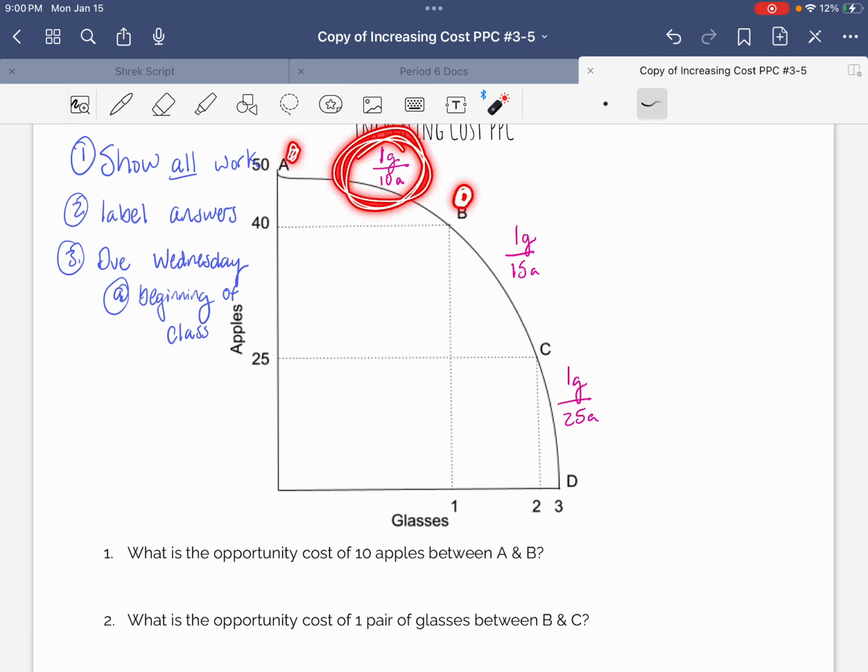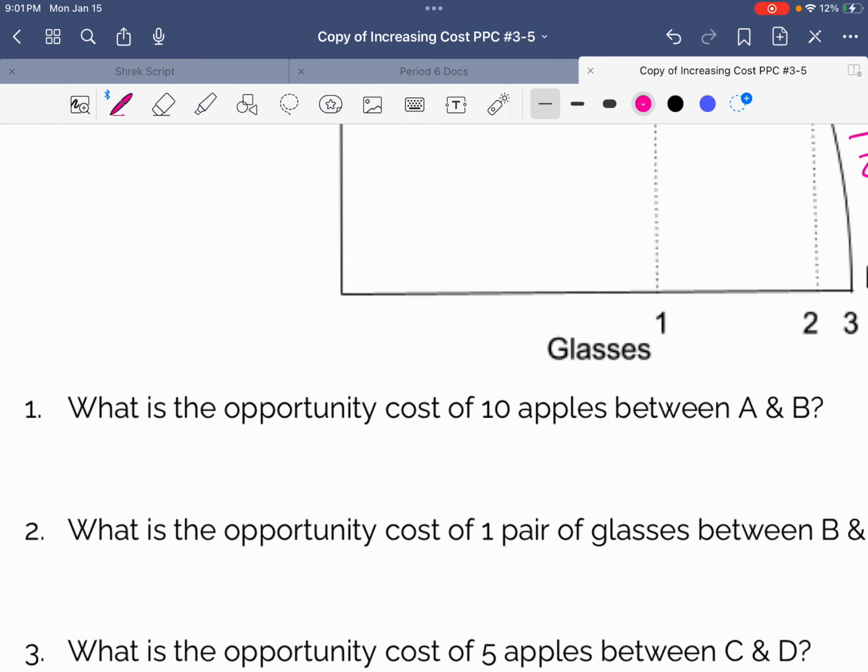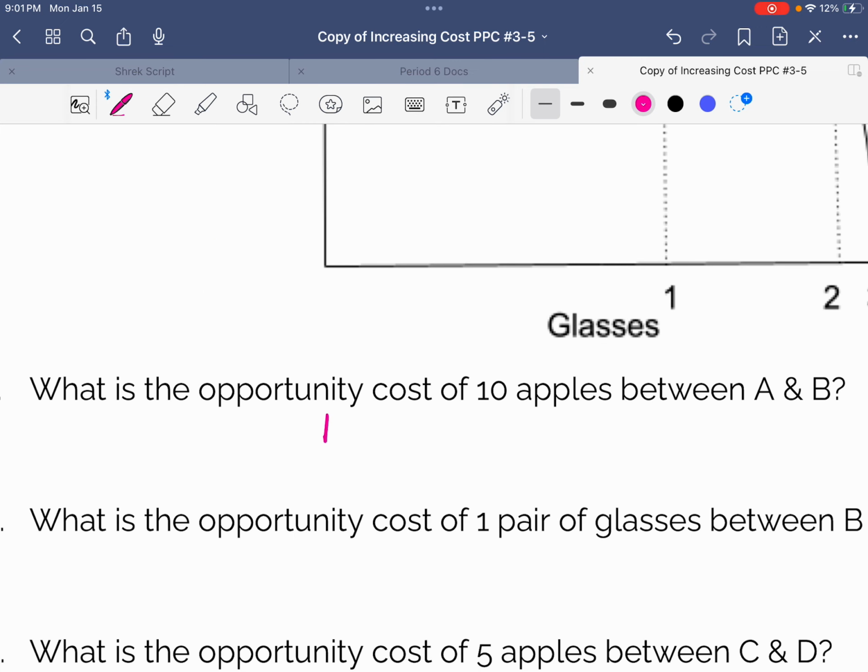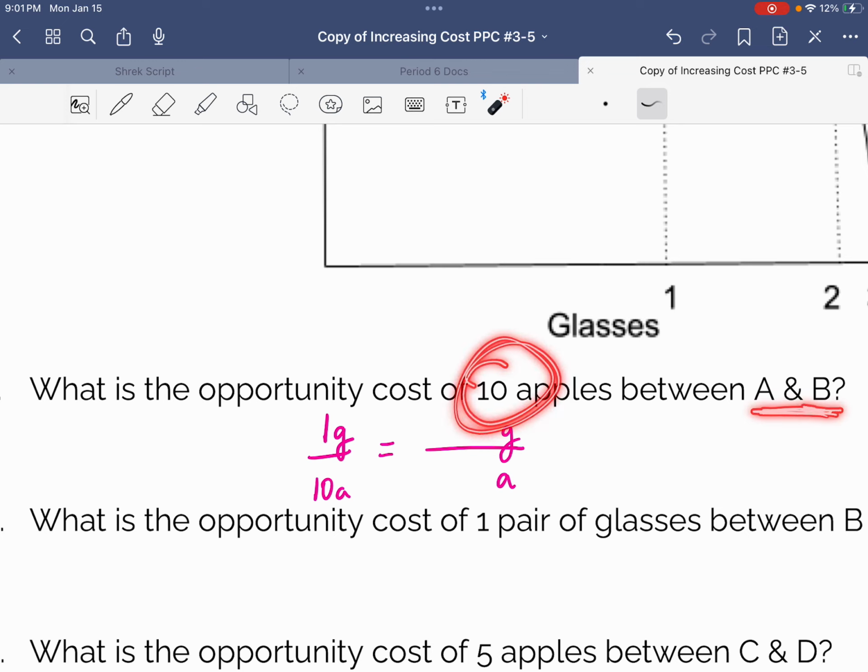Well, it's already there, 1 to 10. So I'm going to scroll down here and I'm going to say 1 pair of glasses is equal to 10 apples. Set it equal to an empty fraction where glasses are on top and apples are on the bottom. I got my correct beginning ratio between A and B. Now I fill in what I know from the problem, 10 apples.